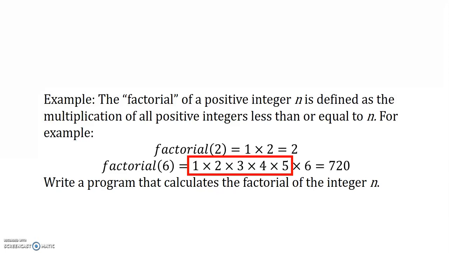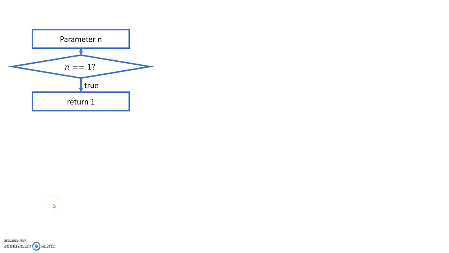So, let's write our program in a flowchart. We start with the parameter n. We check if n is 1, because that's the easiest case, so let's deal with that first. If n is 1, we say the answer is 1. If n is not 1 though, we say the answer is n times the factorial of n minus 1. So in the case of n equals 6, we are saying that the factorial of 6 is equal to 6 times the factorial of 5.